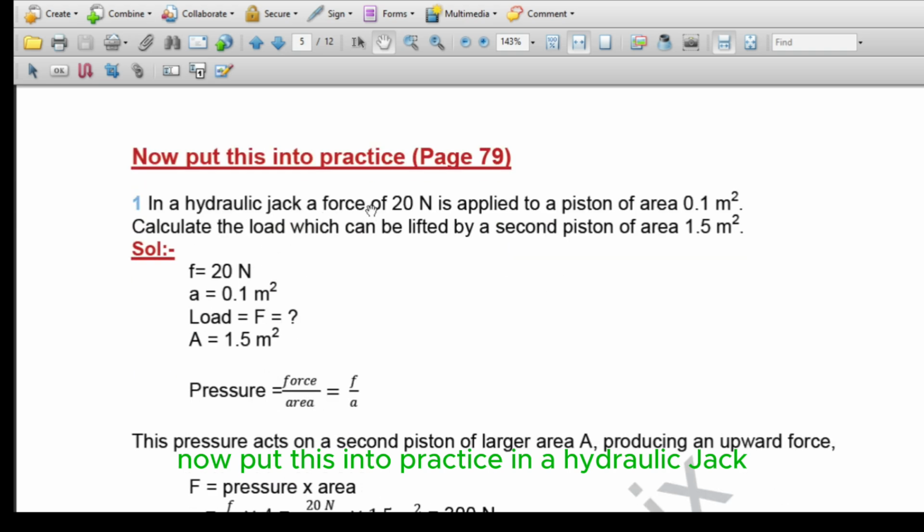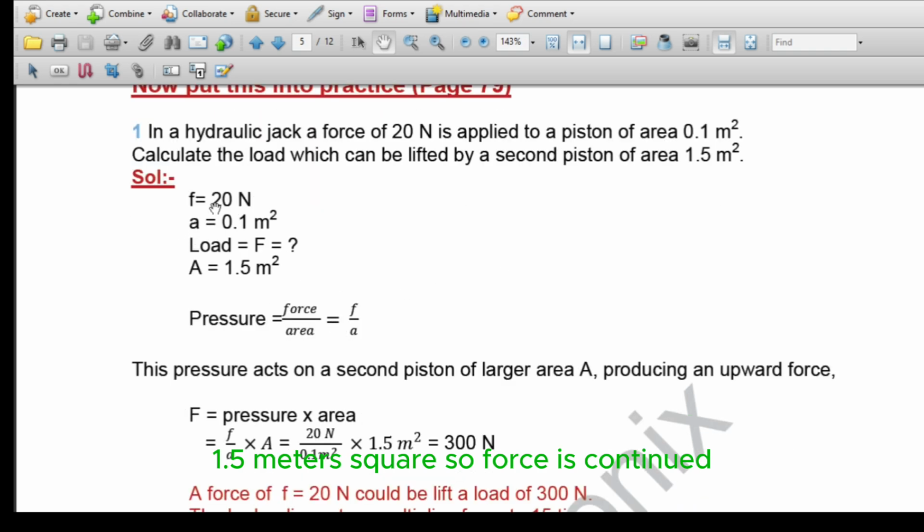In a hydraulic jack, a force of 20 Newton is applied to a piston of 0.1 meter square. Calculate the load which can be lifted by a second piston of area 1.5 meter square. So force is 20 Newton, area is 0.1 meter square. Now the load has to operate and the area of that load is 1.5 meter square. The pressure will be the same at both sides. So here we have pressure 1 and pressure 2 and both pressures are the same.